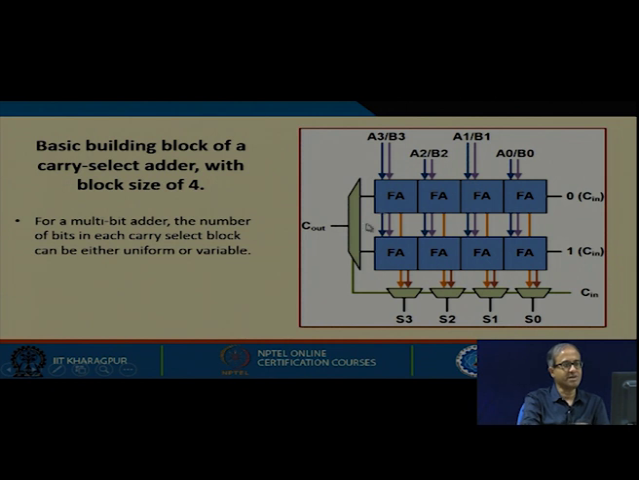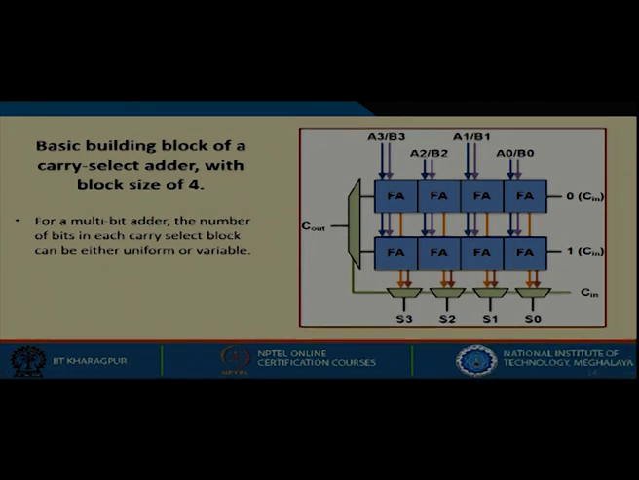So this is what carry select adder means, basically, that you are trying to save time by carrying out 2 additions, one with a carry in of 0, other with a carry in of 1, and then later on you select one of the 2 sums based on the actual carry which is generated.